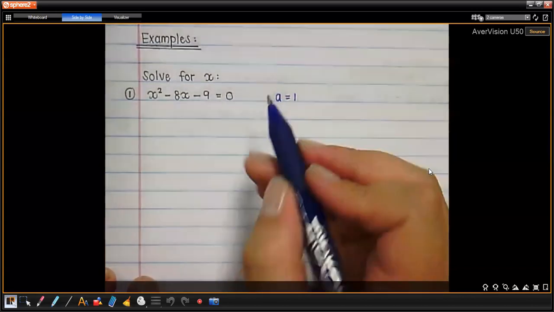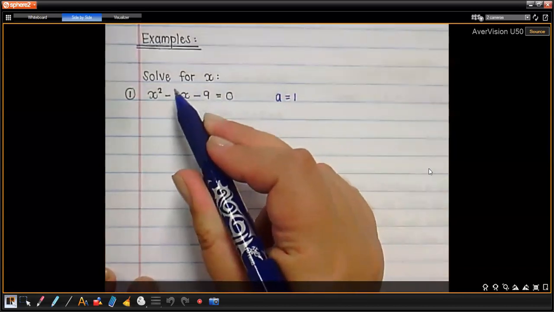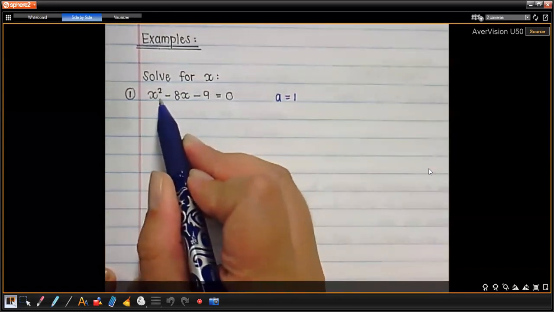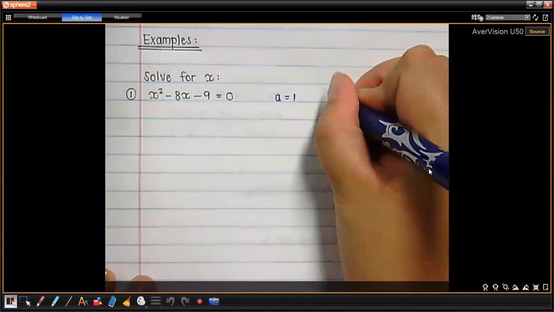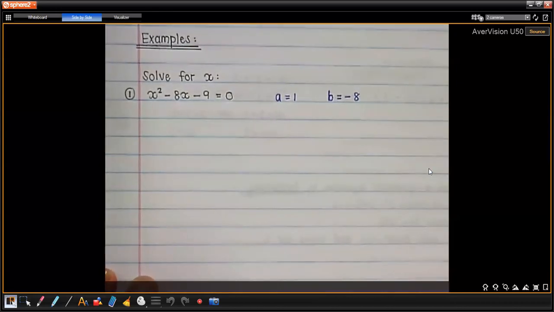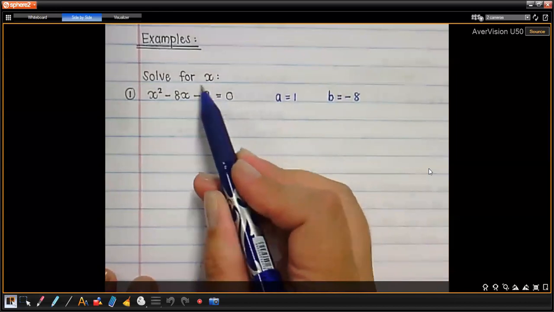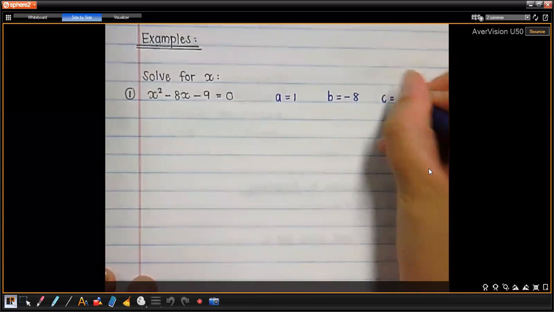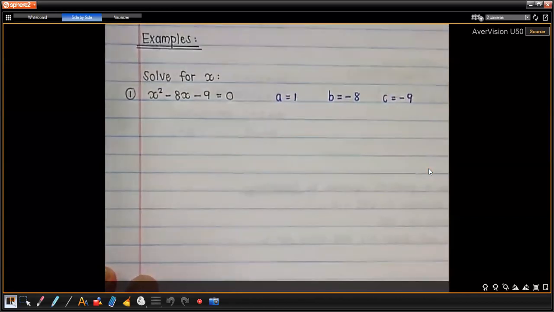The b value is the number in front of x. So b is negative 8. So hey, remember we must put the minus with it, please. So b is negative 8. The constant term, the one that has no x, negative 9. So c is negative 9.